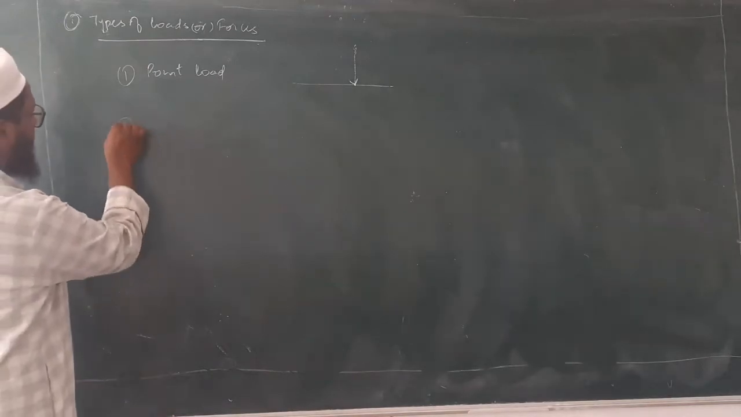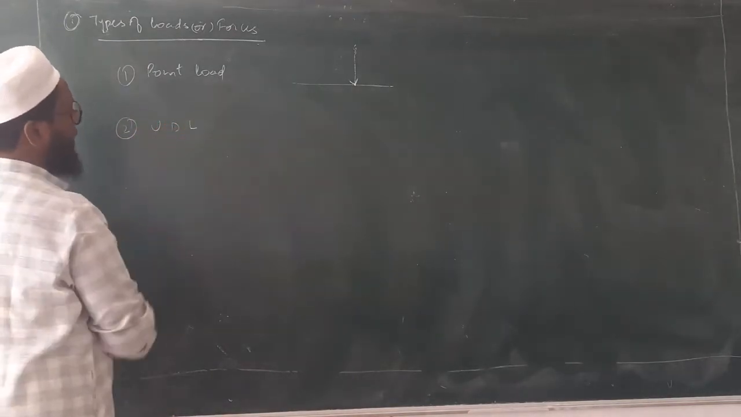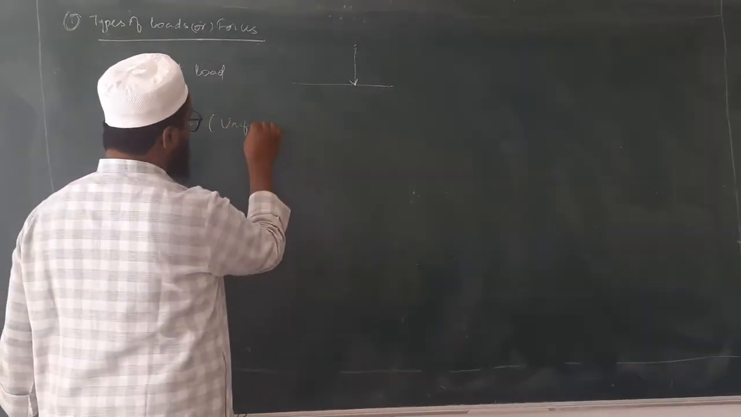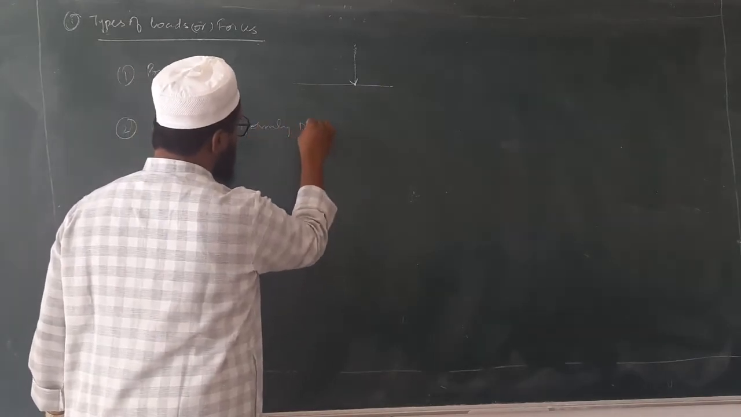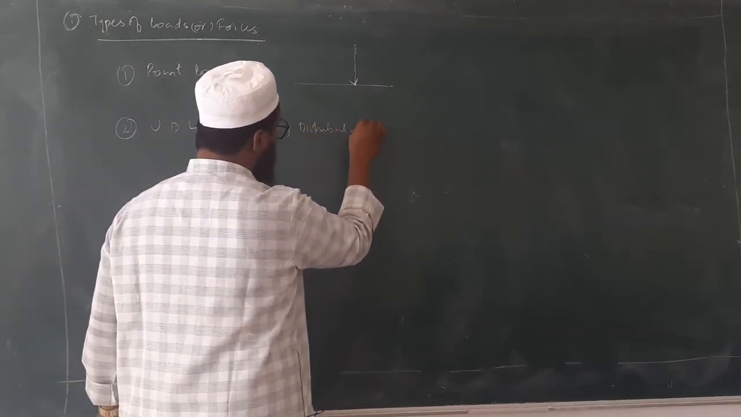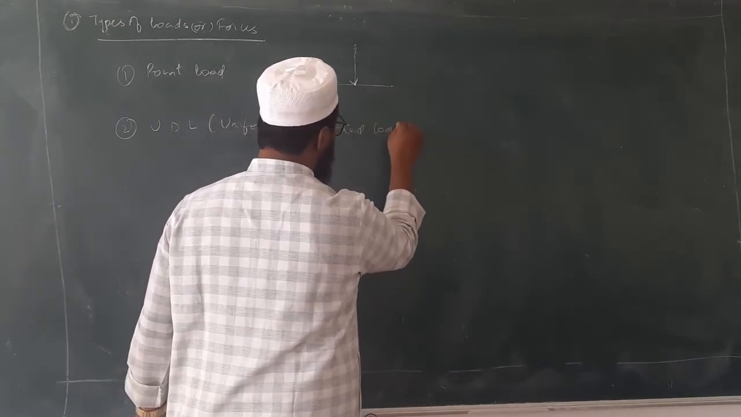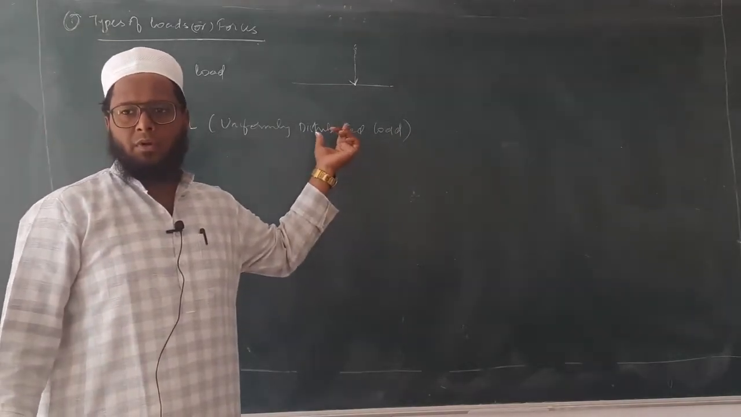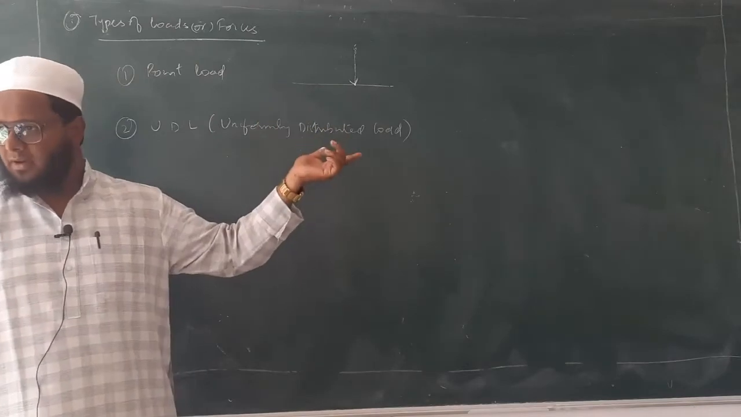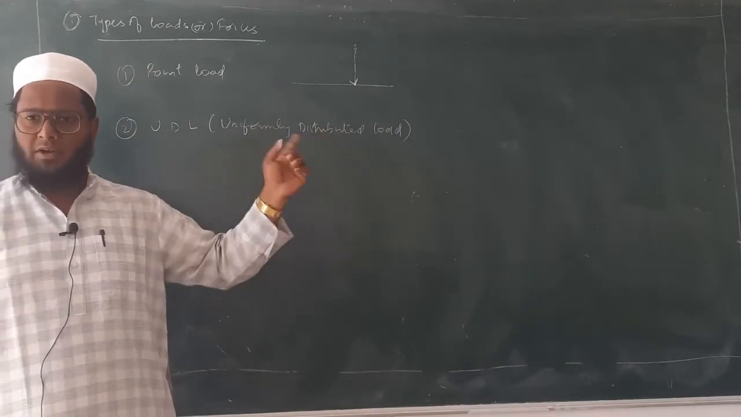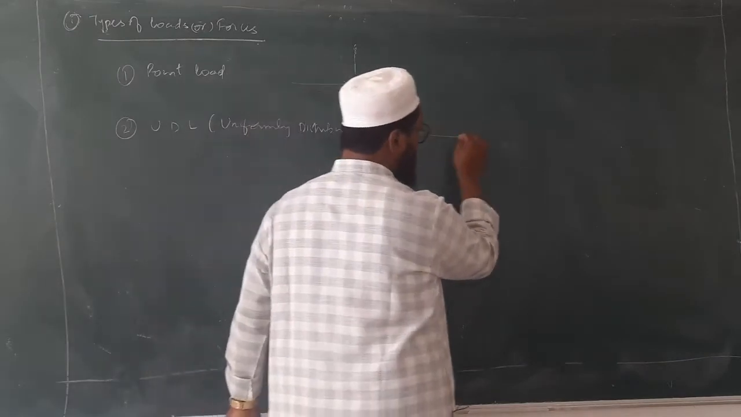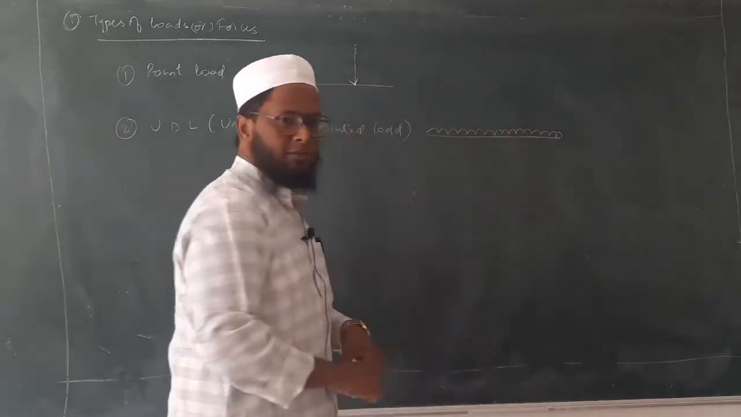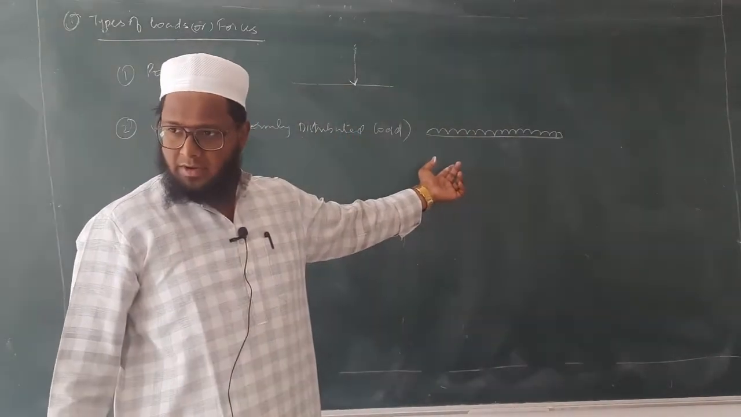Another thing is UDL. What do you mean by UDL? Uniformly distributed load. The units of this load will be Newton per meter or kilonewton per meter. We denote this load with the help of this notation. This is nothing but the symbol of UDL, uniformly distributed load.